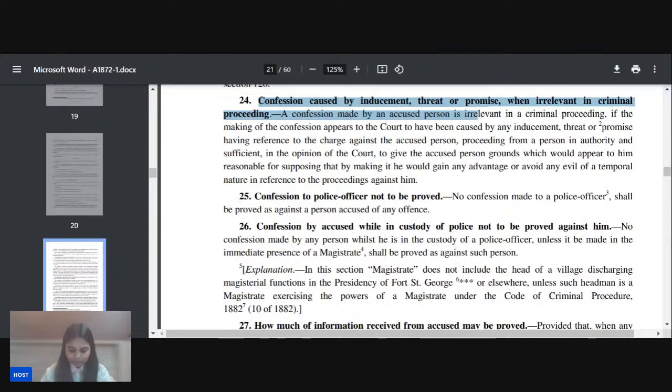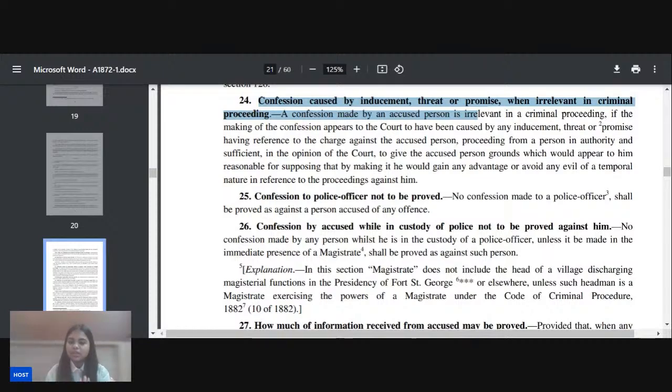Now come to 25 and 26, very interesting section. Confession to police officer is not to be proved. So if I give any confession, any statement regarding the crime to a police officer, that is not admissible, because previously there used to be a lot of torture and a lot of violence by the police to extract a false confession. So law is not giving any confidence in a police officer.